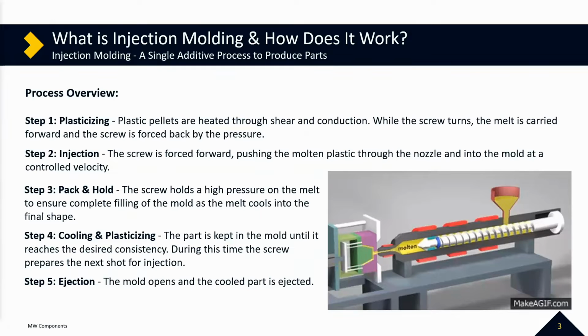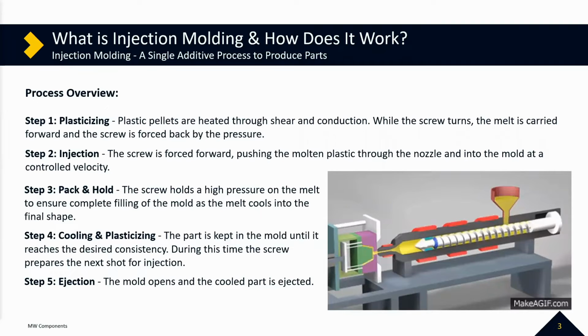So moving on, there's injection, step 2. The screw is forced forward, pushing the molten plastic through the nozzle and into the mold at a controlled velocity. So that linear velocity of the screw moving forward is used to control this process. Polymer melts are non-Newtonian in nature. So the faster it is forced into that smaller channel in the nozzle, the more shear it will see. The higher the shear, the less viscous the plastic will be and the easier it will be to flow.